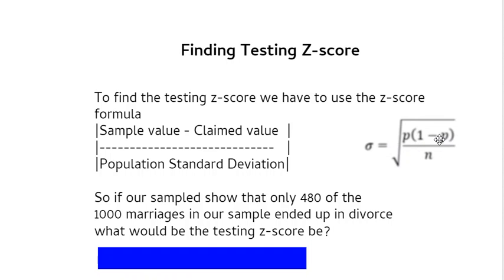I know that there's two different numbers here that could be interpreted as percents. You're going to use the claimed value. So you're going to use the 0.5 for your p here.